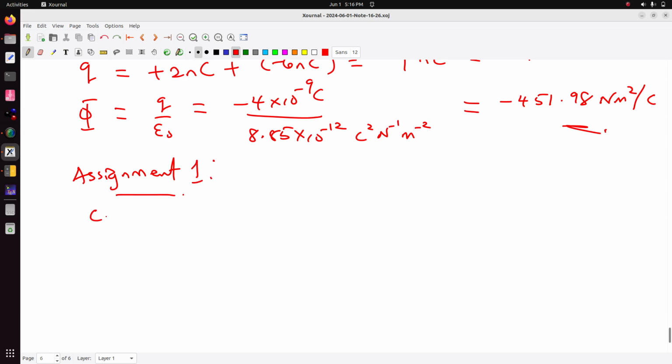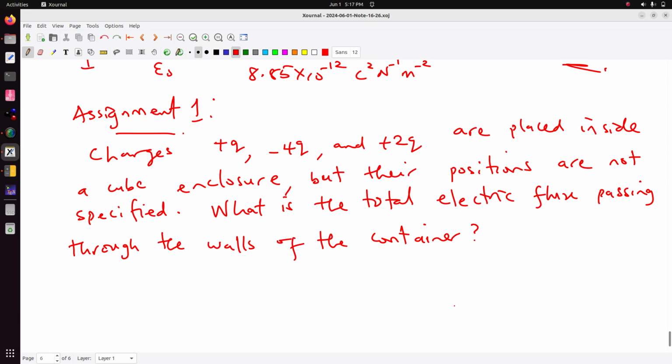So charges. This is the assignment. Charges plus Q, minus 4Q, and plus 2Q are placed inside the cube enclosure, but their positions are not specified. What is the total electric flux passing through the walls of the container? This is your first assignment for today.